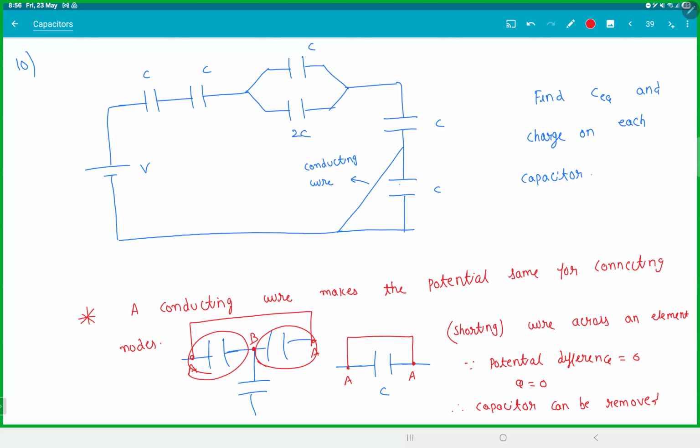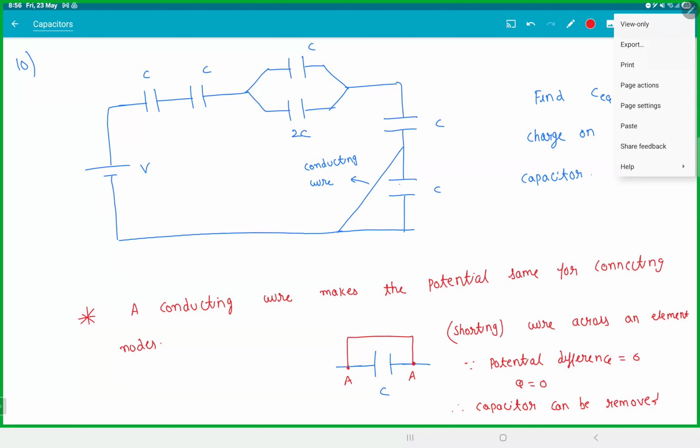Just because you put a wire, don't randomly remove anything. You have to be careful. Is it across the element? The potential difference has to become zero. Only then you can remove. Like this, if you connect like this, you can't remove any one. Is that making sense, everyone? Great. Now let's see the question.